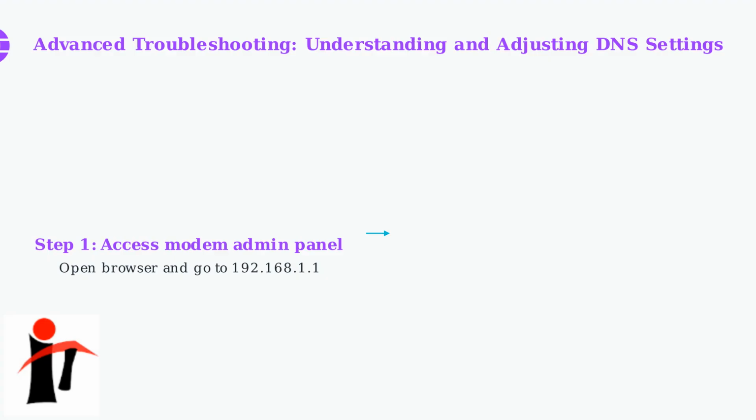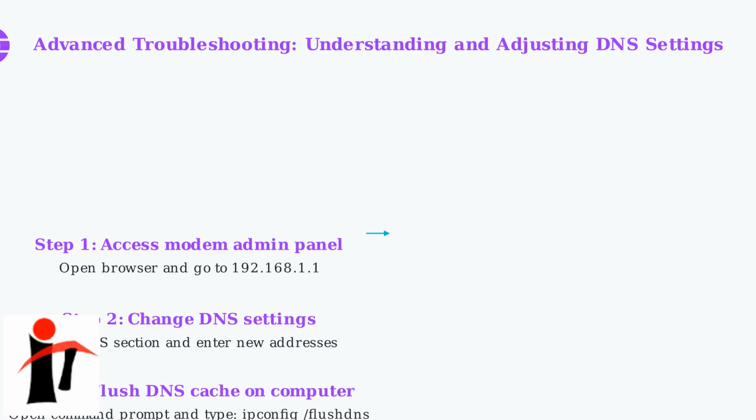192.168.1.1. Look for the DNS settings section and enter the new server addresses. Once in the admin panel, find the DNS settings and enter the new server addresses from Google or Cloudflare. You can also try flushing your computer's DNS cache by opening the command prompt and typing ipconfig /flushdns.